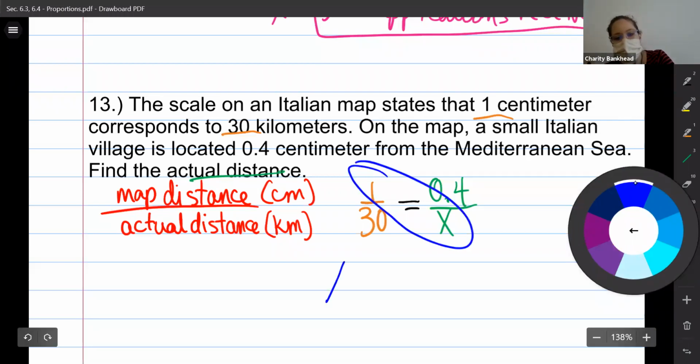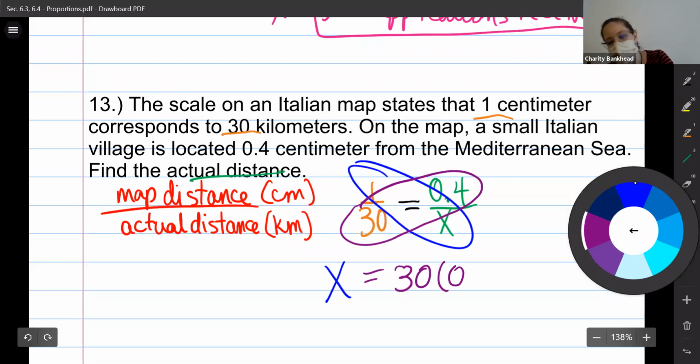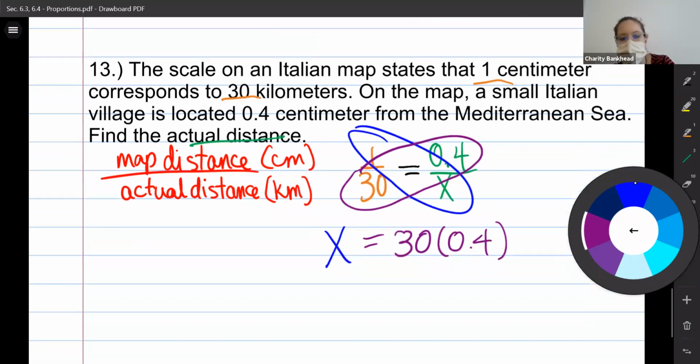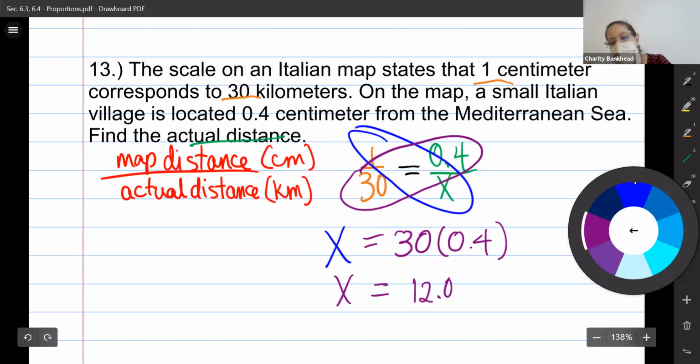So 1 times X is X, and then 30 times 0.4. So X equals 30 times 0.4. So 4 times 30 would be 120, and we need one of those digits to be after the decimal point. So that's 12.0, or you could just say 12. So 12 kilometers.